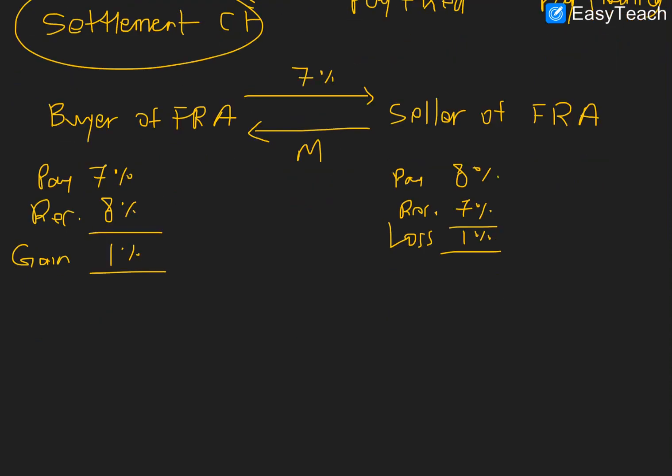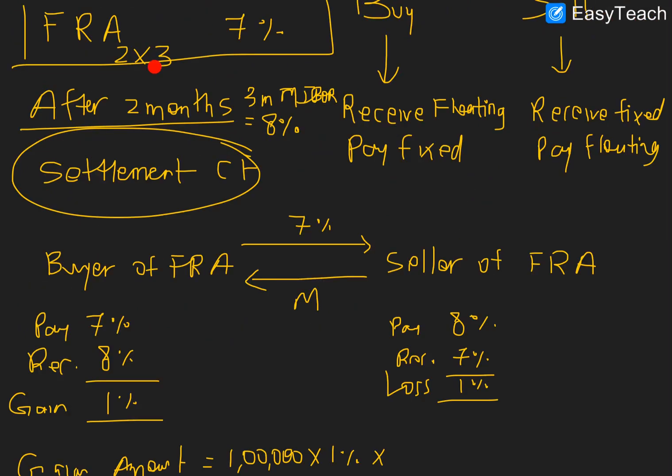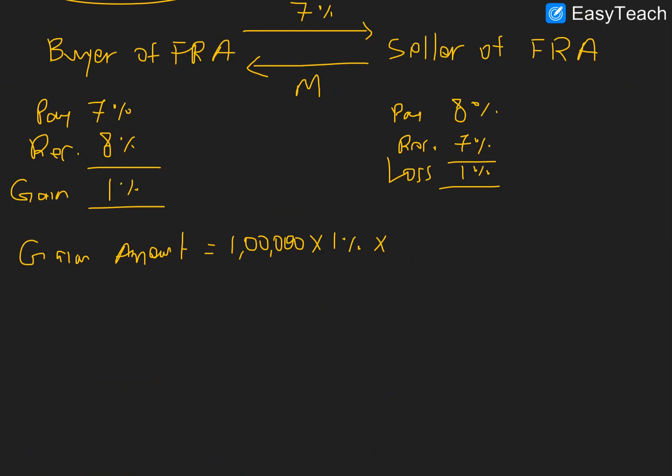So definitely, if I just compute the amount of gain that it has incurred, so that's going to be, let's say the principal amount is 1 lakh, into the differential is 1%, into the time period for which the loan was supposed to be is 3 months, so into 3/12. So that's 1 lakh into 1% into 3/12.